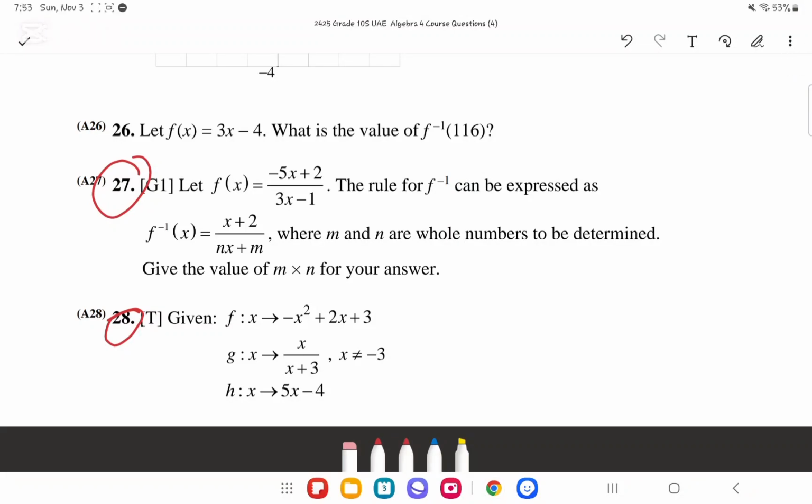So today I'll be solving the grid questions from the algebra course questions and also the top questions, okay? Grid questions could come as MCQ, whereas the top questions can come as a written part, okay?